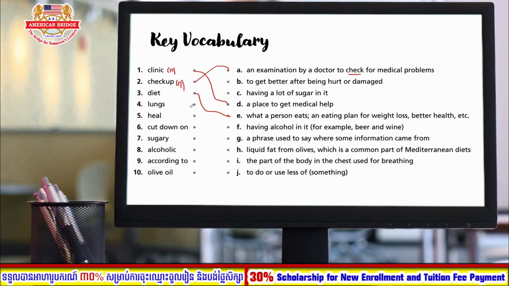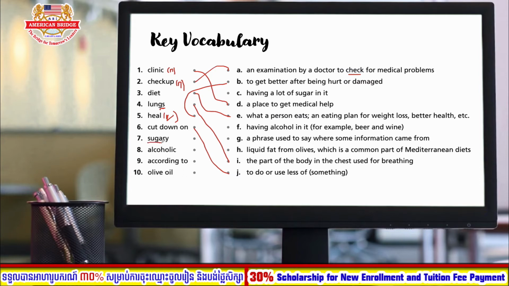Lung. So lung is a plural noun. So lungs are part of your organs and it's a part that you use for breathing. So the correct definition is letter I. Heal functions as verb. The word here refers to the situation when to get better after being hurt or damaged. Cut down on. So if you cut down on something, it means to do or use less of those things. So letter J.